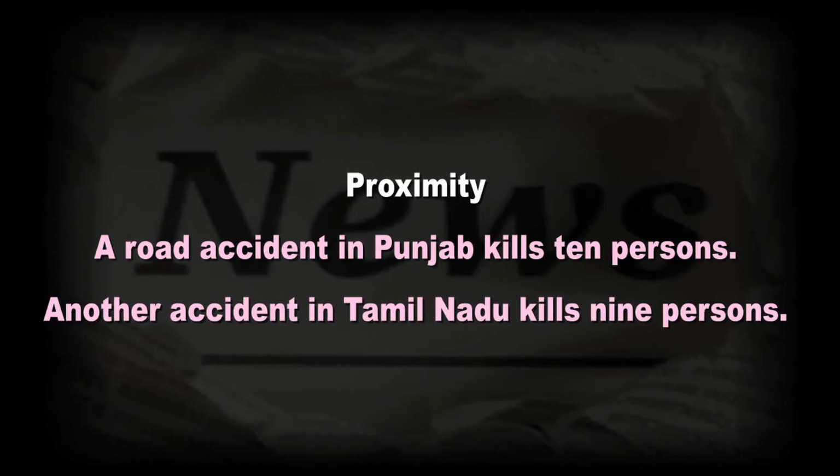Proximity. A road accident in Punjab kills 10 persons. Another accident in Tamil Nadu kills 9 persons. Which one will be prominently reported by the media in Tamil Nadu? Certainly the second one. Why? People prefer to know what happens in their neighborhood or locality or in their own communities. Proximity is not always geographical, it is psychological too. If you have a lot of close relatives working in foreign countries, you will be interested to know what happens to the emigrants there.